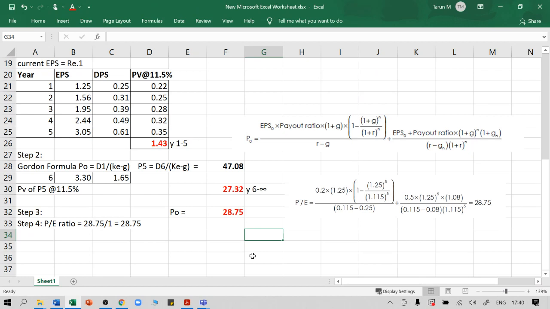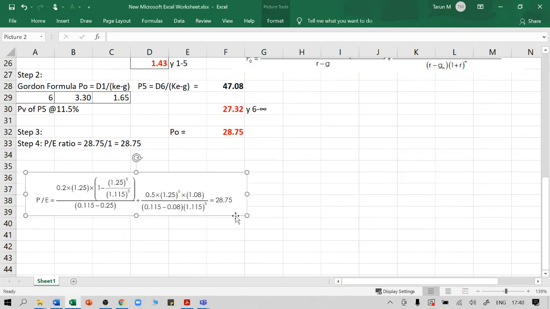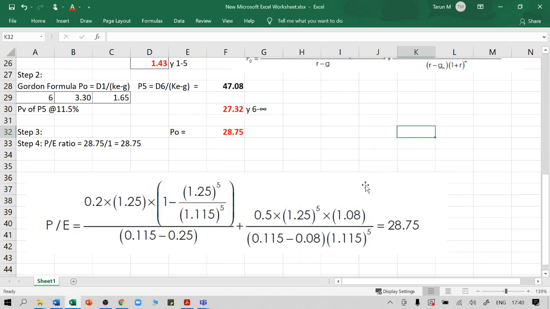Now we will also try to derive the formula. We will also try to justify what exactly they are doing over here. Look at this. What they are doing is 11.5% minus 8%. So in the Gordon's model formula, you did exactly the same thing. Look here, 11.5% minus 8%. So this is this part of your calculation in the Gordon's model.